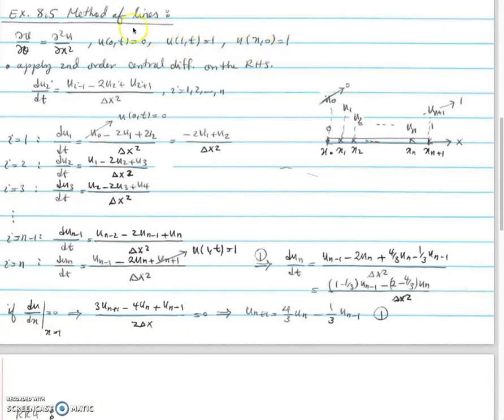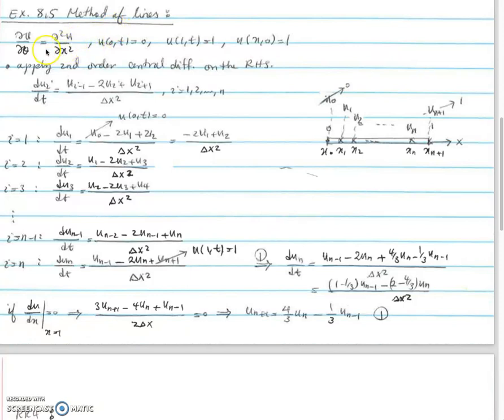So in some sense, method of lines is very similar to the finite differencing method. It is also very similar to Crank-Nicolson, but there is one difference between method of lines and Crank-Nicolson. In Crank-Nicolson, we apply the finite differencing method on both sides, on the left side and on the right side. But in method of lines, we only apply the finite differencing method on the right side.